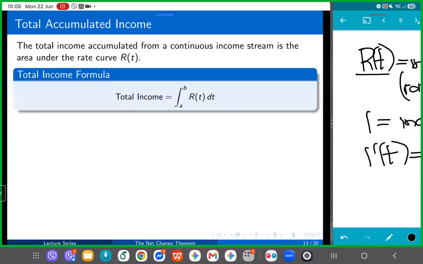How do you get total income? We have the integral of the income flow. The income flow is the derivative. So on the right-hand side here, we have the integral of the derivative, or the integral of the rate of change.